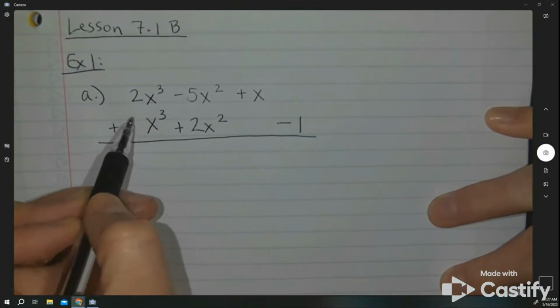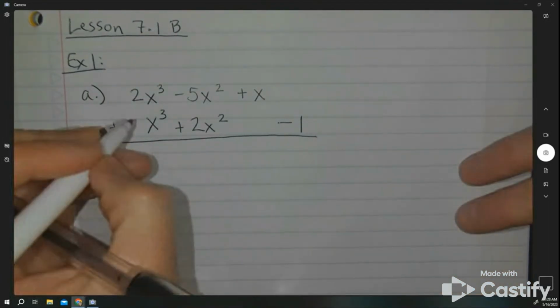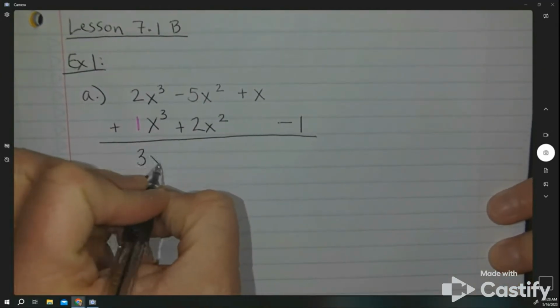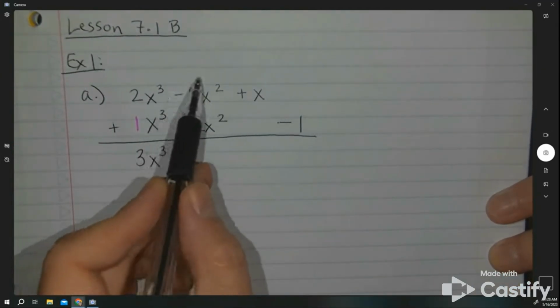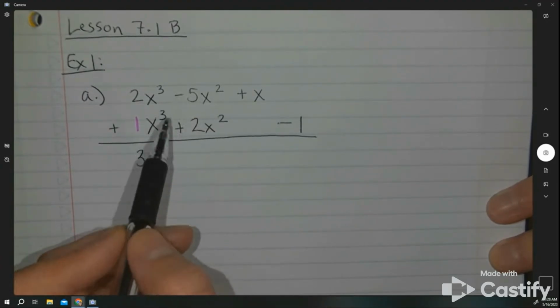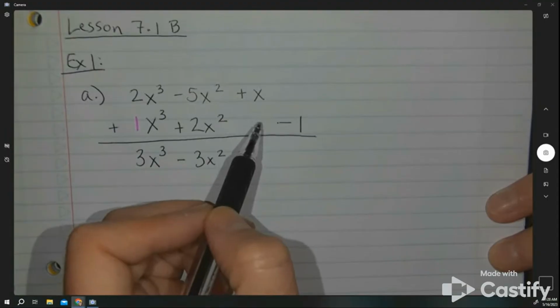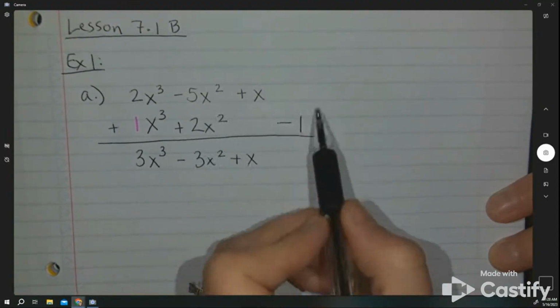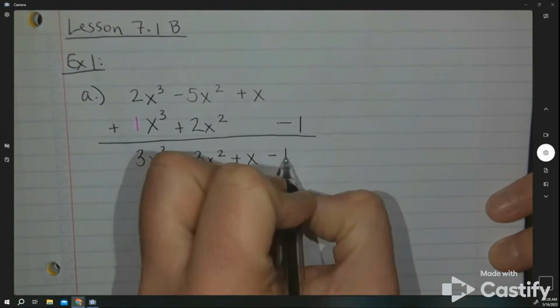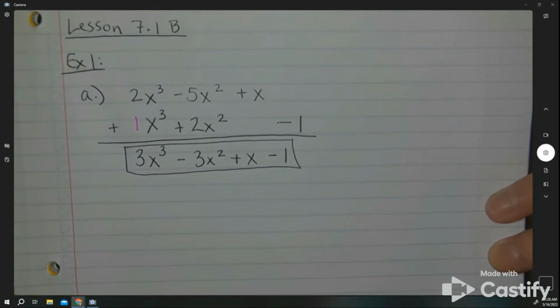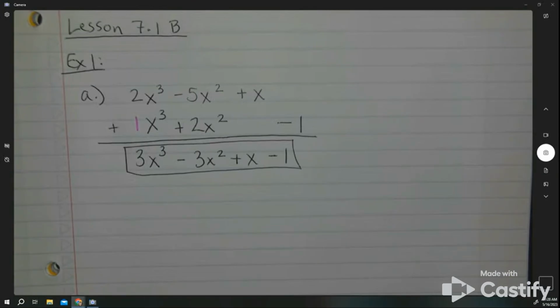So 2x to the 3rd plus another x to the 3rd. Remember, this is kind of like having a coefficient of 1 in front of here. So when I add those together, I get 3x to the 3rd power. I have negative 5x squared plus 2x squared. So negative 5 plus 2 gives us negative 3x squared. There are no other x's to add, so I'm basically just rewriting that plus x. There's nothing else to combine with this negative 1, so I'm just going to rewrite that as well. So this would be my final answer, 3x to the 3rd minus 3x squared plus x minus 1.